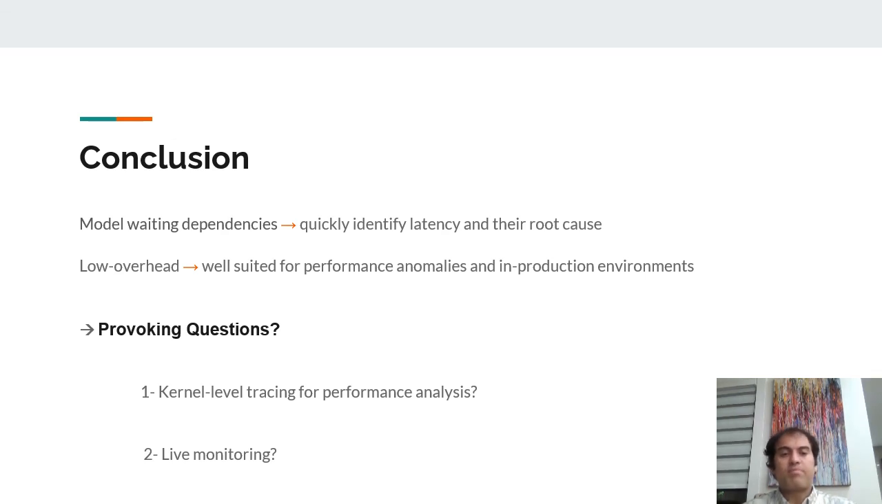In conclusion, in this research we provide a kernel-level, trace-based system analysis method, a dynamic analysis, which is able to investigate the root causes of performance problems. It's low overhead, just 10%. And two provoking questions. One, is kernel-level tracing enough for performance analysis? We have used kernel traces and can tackle some problems, but is that enough for all problems? And two, can we use this method for live monitoring? Thank you very much. I'm here to take your questions.